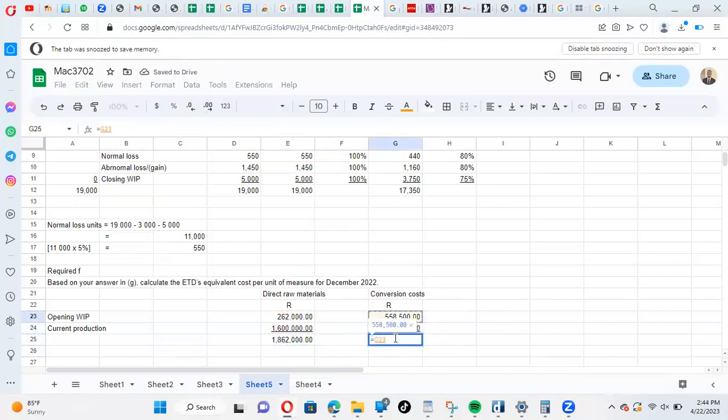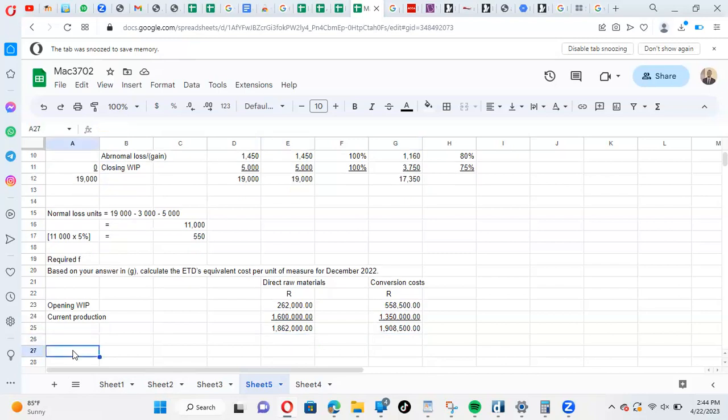So all the inventory that we put in basically cost us that amount there in terms of conversion costs, and then in terms of raw materials, that was the cost. But we need the cost per unit, so this is where this one comes in. Equivalent cost per unit.